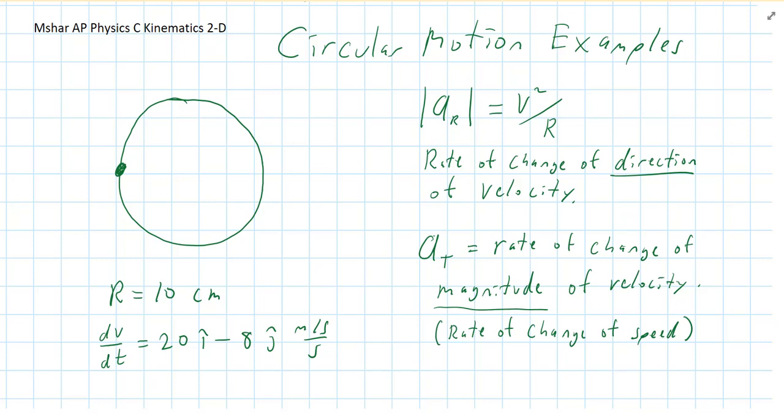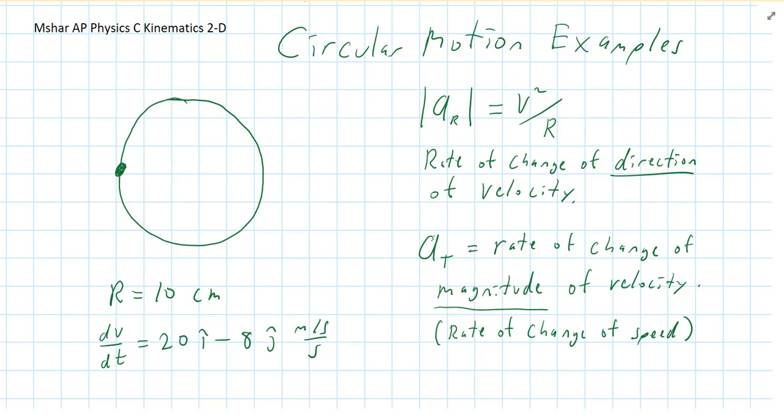Hello. As promised in my previous video, I'm doing a couple examples with circular motion. I'm going to do two exactly. And the first one on the left there, I've already set up a little bit. It's a drawing of a circle. The radius is 10 centimeters, and I give you the rate of change of velocity, aka the acceleration, dv/dt, and I gave that to you in unit vector notation.